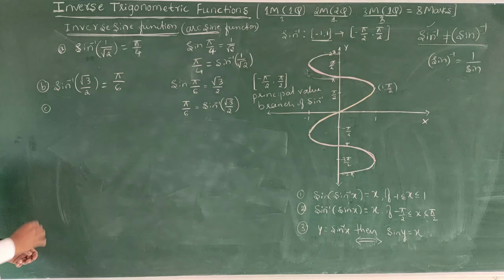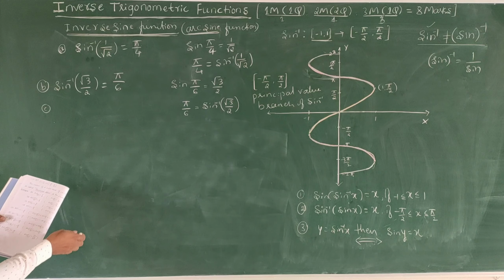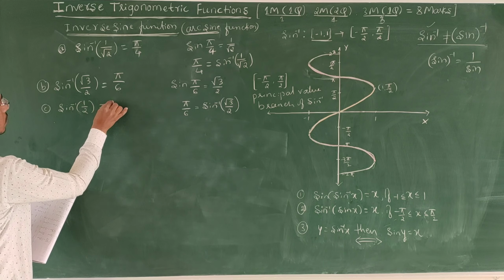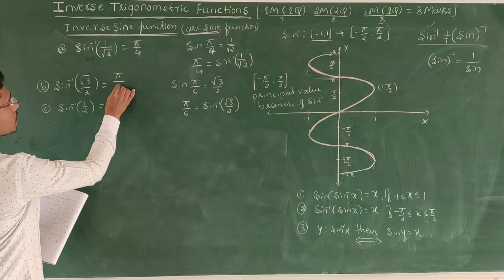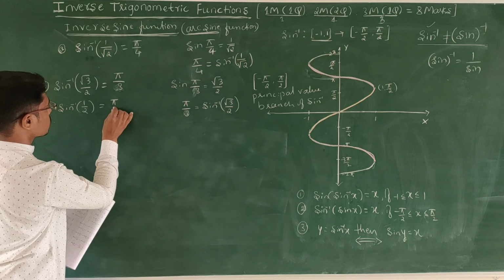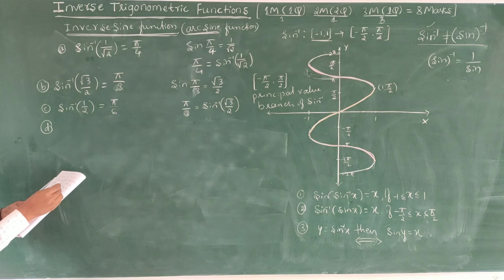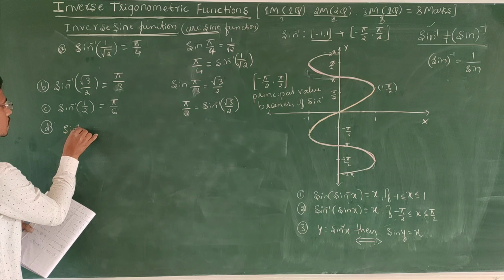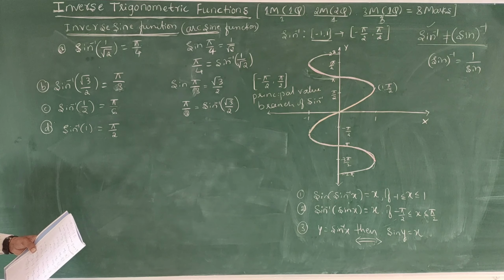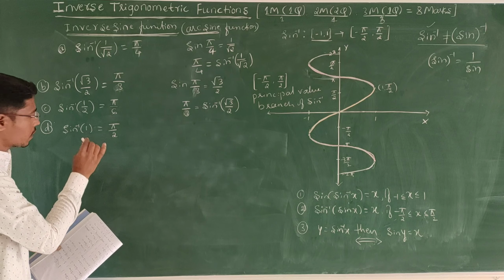Next, C, sine inverse of 1 by 2. So when it is 1 by 2, this is pi by 3, sorry, pi by 6. So this is equal to pi by 6. Okay. D, sine inverse of 1 equal to what? When it is 1, the angle is 90, sine 90 is 1, therefore sine inverse of 1 is 90, that is pi by 2.